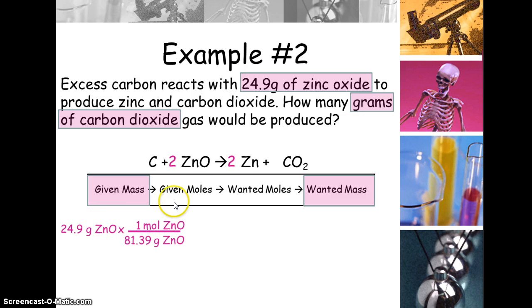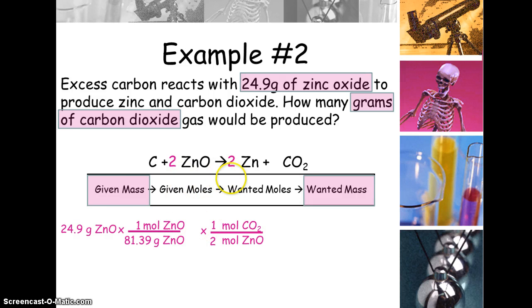So now we've gone from given mass to given moles. We have our given moles now. The next step is to go from given moles to wanted moles. That's converting from moles of zinc oxide into moles of carbon dioxide. Notice how moles of zinc oxide are on the bottom, grams of zinc oxide on top, and grams of zinc oxide on the bottom. Now using this reaction, we know that for every 1 mole of carbon dioxide, we're going to have 2 moles of zinc oxide.